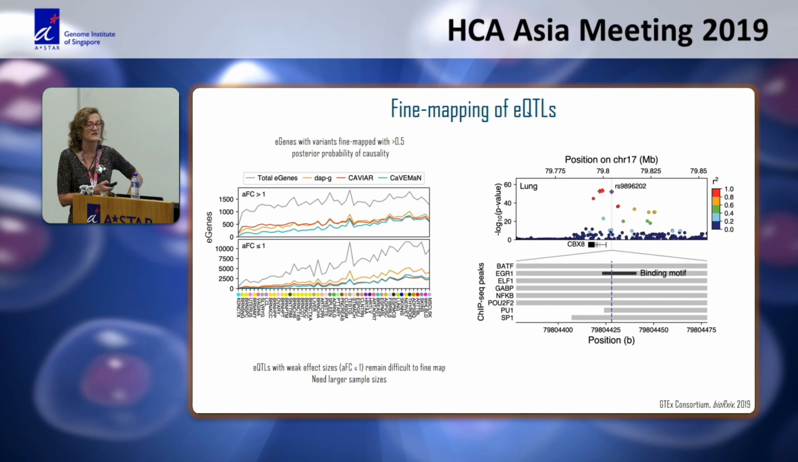On the right is just one of the vignettes from the paper that we have in the bioRxiv, where you can see several red dots. So there were several eQTL variants in very high LD, and we're able to use these fine mapping approaches to map down to one that lands very highly in a binding motif of a ChIP-seq peak.